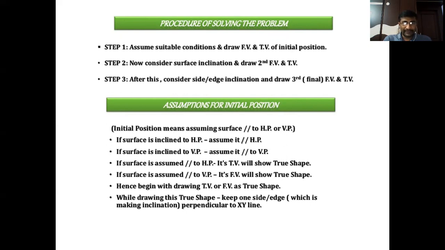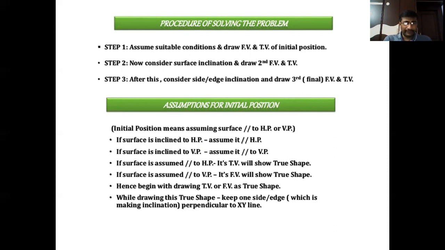Initial position means assuming the surface parallel to HP or VP. That depends on the given problem. If the surface inclined to HP is given in the problem, then in the initial position the surface must be parallel to the HP. If the surface given in the problem is inclined to VP, then in the initial position the surface must be parallel to the same plane, that is the vertical plane.